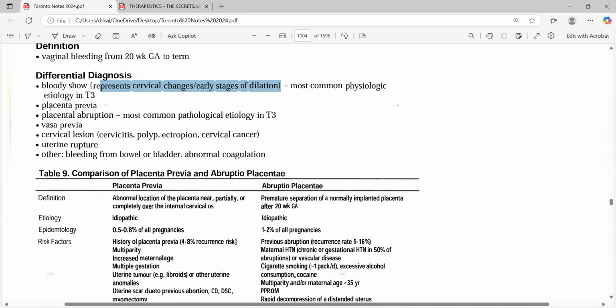If someone presents with that, you have to check the ultrasound, you have to check fetal quickening, everything. And if everything comes out normal, in that case you can tell them that there are cervical changes going on. So reassurance, just to keep in your mind.